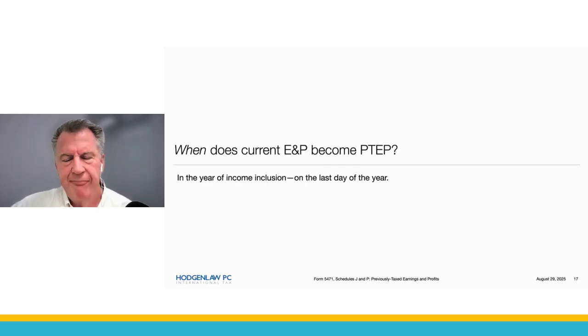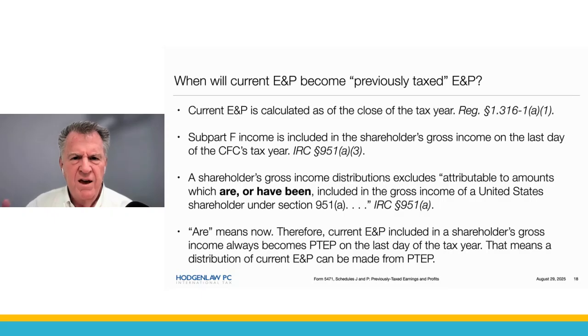All right. Anyway, when does current E&P become PTEP? So this is accounting periods problems. How do you actually close an accounting period and move something from being classified as current E&P into reclassified previously taxed earnings and profits? The answer is everything happens at the end of the year, and it's got to happen in a specific sequence.